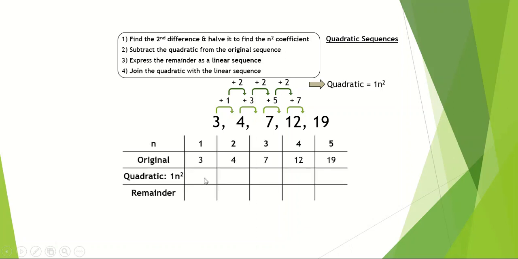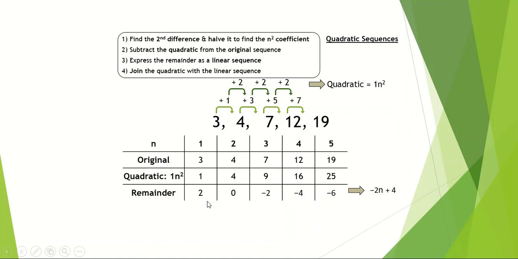You form the sequence in that quadratic. You have 1, 4, 9, 16, 25. Then subtract the quadratic from the original. You have 2, 0, negative 2, negative 4, negative 6. And this forms a linear sequence. Since it's a linear sequence, you look for the first difference.